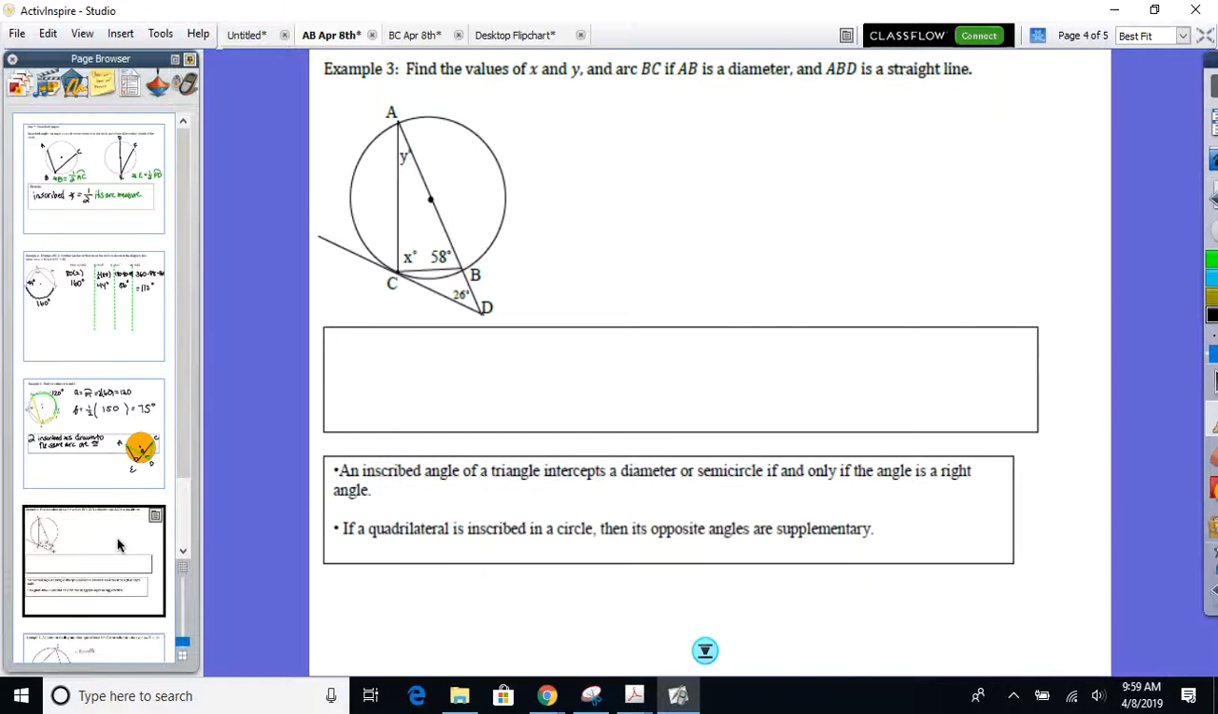All right, one more, a couple more facts here. Actually, you know what? I'm going to let you go on your own here in your group, because we need some practice on our own. Find X and Y. You're finding three things here: angle X, angle Y, and the measure of arc BC. And AB is a diameter. So in your group, angle X, angle Y, and arc BC.